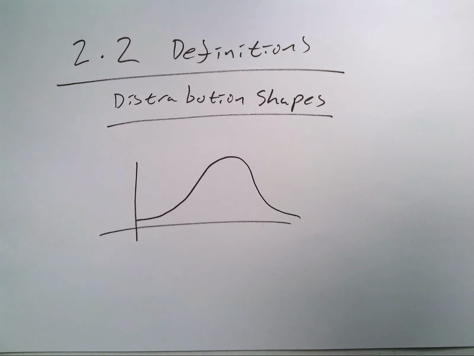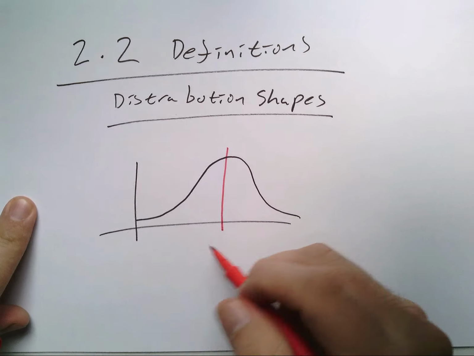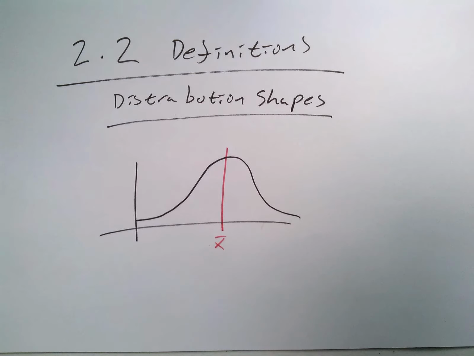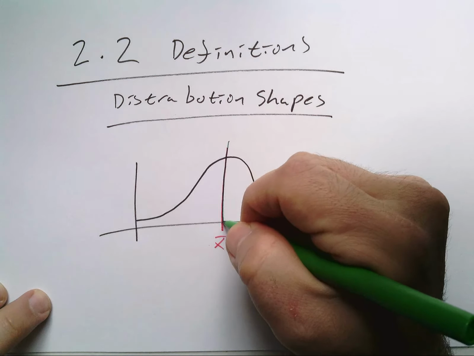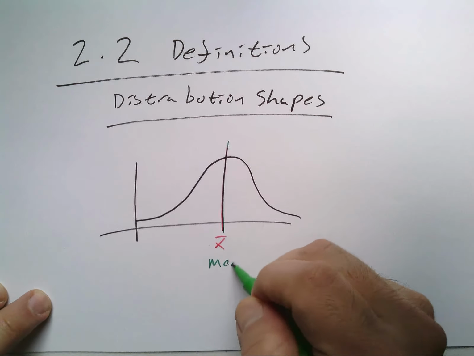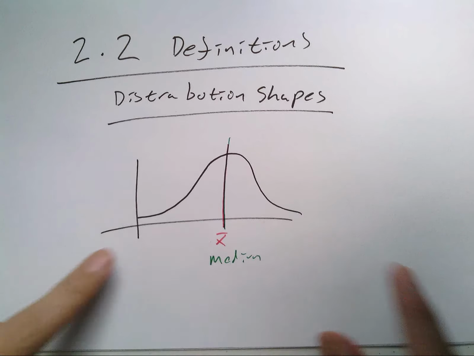Now, if I was to do a couple of things on here, like mark the average, which would be right in the middle, or mark the median, which would also be right in the middle, because as a bell-shaped curve, everything is symmetric, right? Everything is balanced. For every up, there is a down.